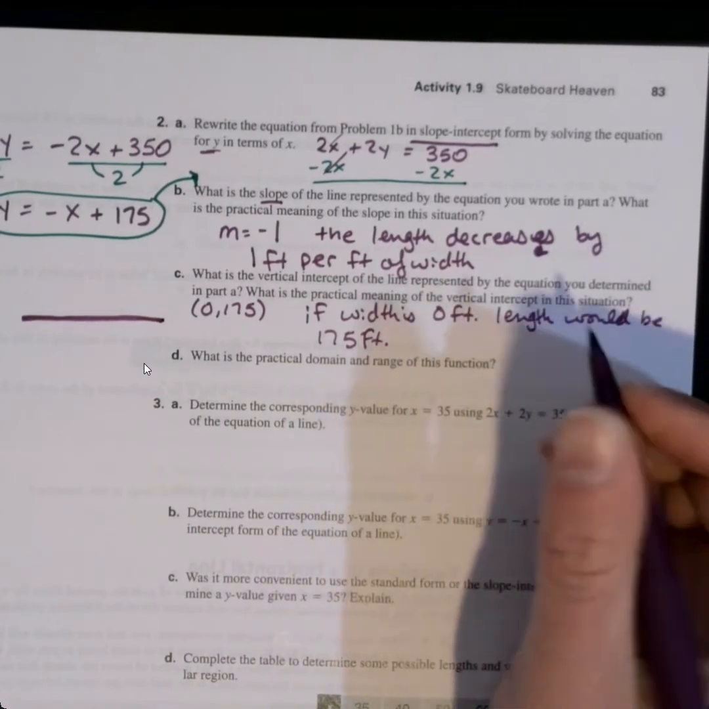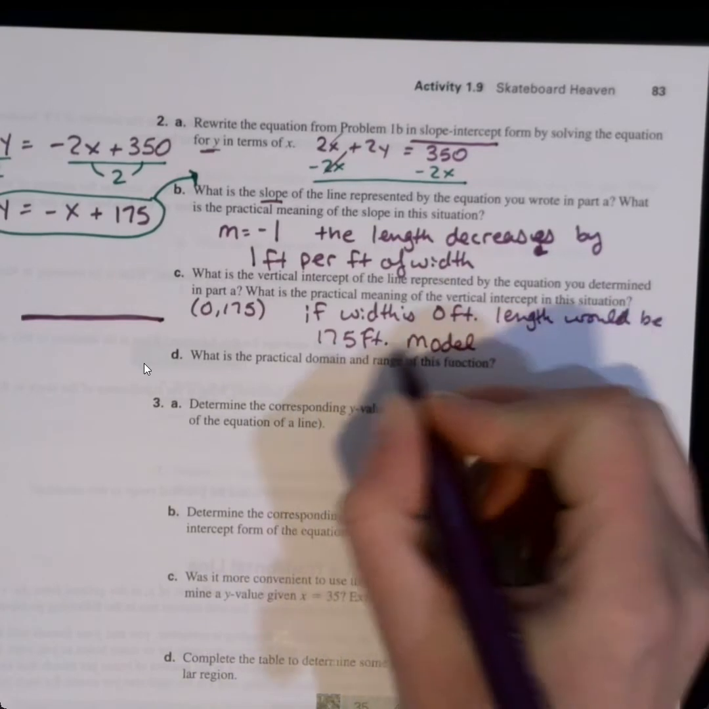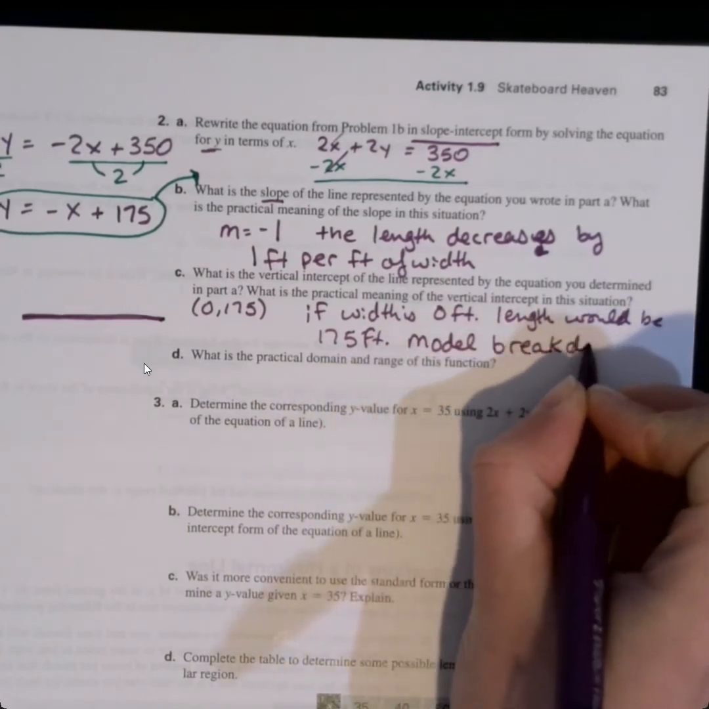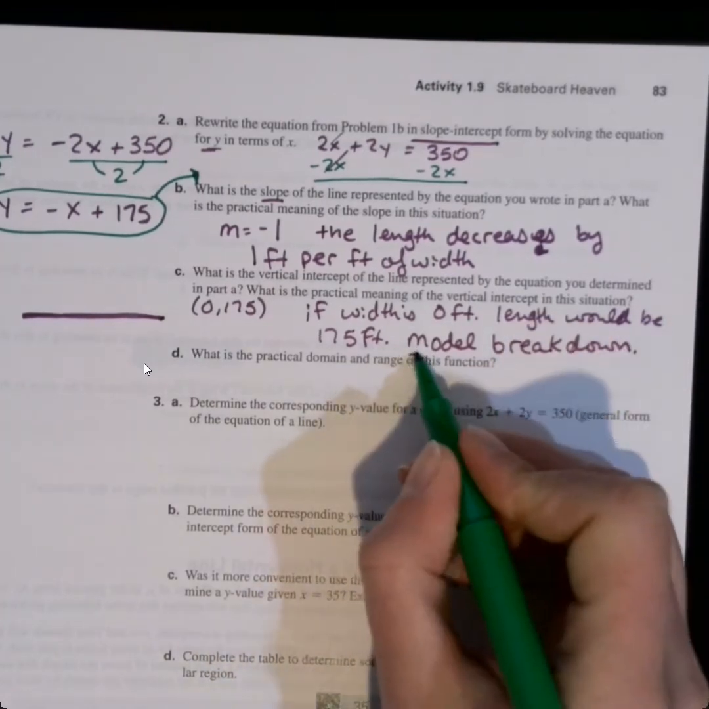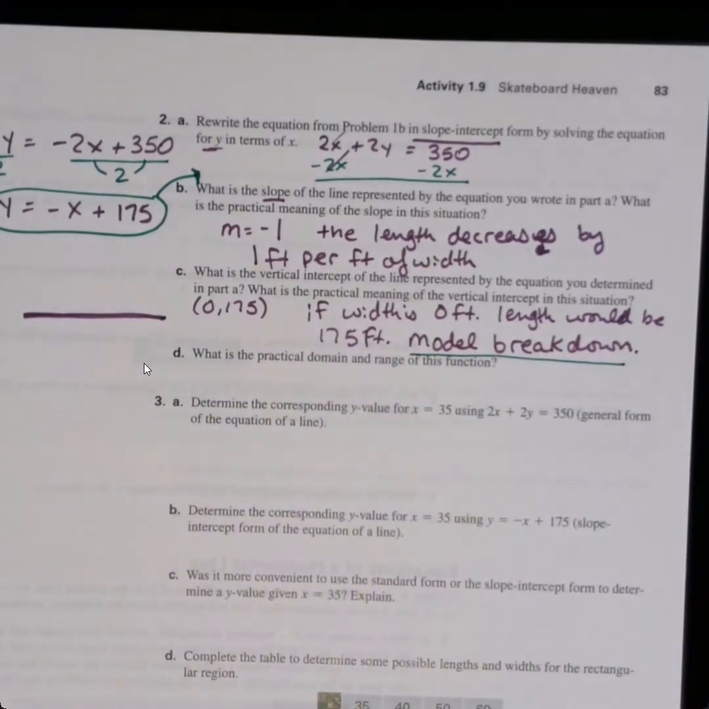You can't make a fence like this, and so this is model breakdown. When something does not make sense, you say that the model has broken down. I can certainly make the prediction, but that doesn't mean that the prediction makes sense. So I will give the prediction and state that it does not make sense with model breakdown. Practical domain and practical range.